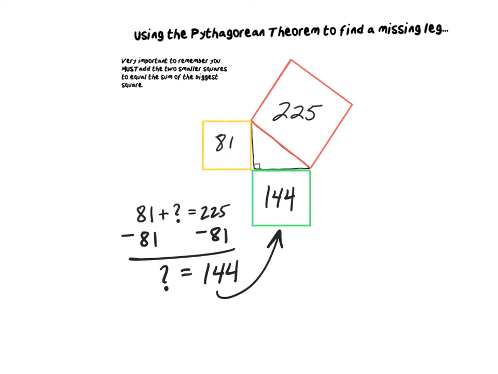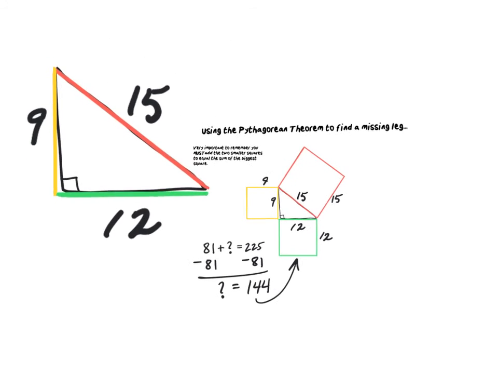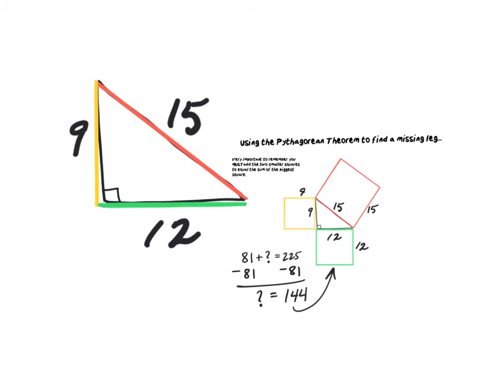Now let's go back to our multiplication facts, and from there we can figure out what the missing side is. 15 times 15 is 225. 9 times 9 is 81. And 12 times 12 is 144. So now we know our missing leg is 12. So this video concludes our visual approach to the Pythagorean theorem.